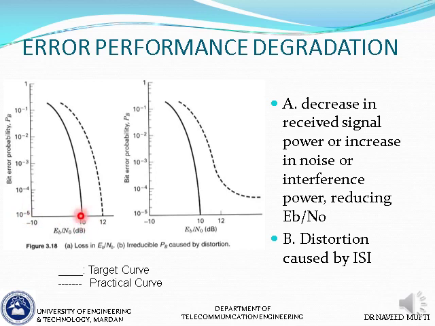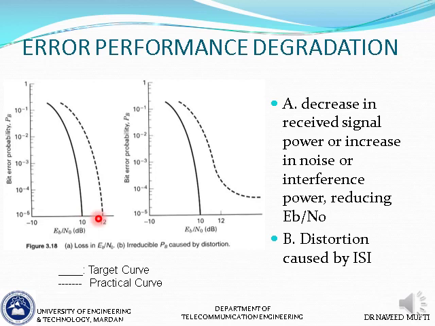But because our system performance has been degraded, we can see from the dashed curve that for the same bit error probability of 10 raised to the power minus 5, now we need an SNR of 12 dB. So that means if we want to meet our required bit error probability, we'll have to increase our Eb/N0 by 2 dB. So it might be a serious problem, especially if we are in a power limited situation. Where will we get this 2 dB from?